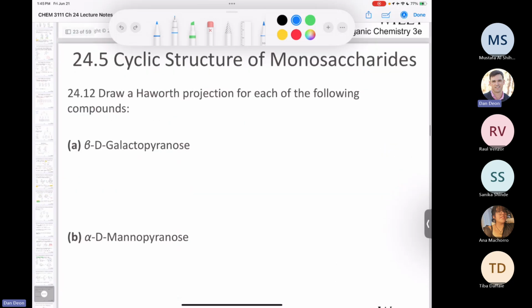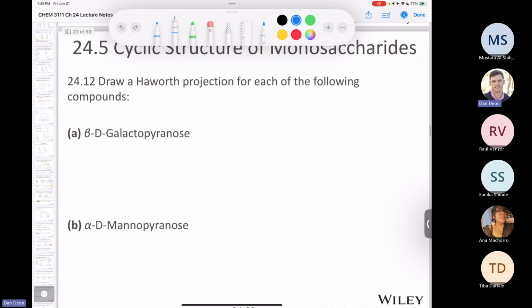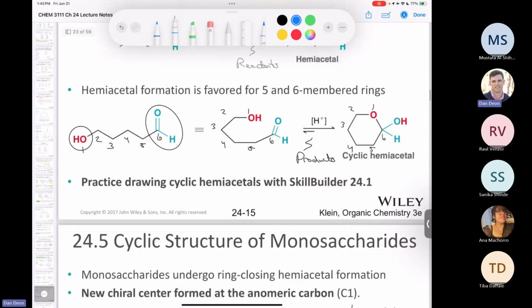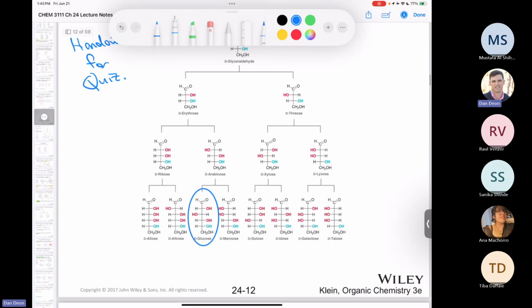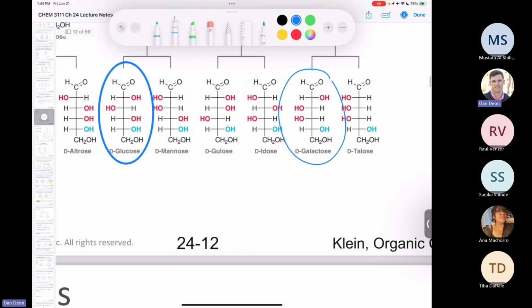Anyhow, so with that in mind, it says draw a Haworth projection for each of the following compounds. So what I expect you to be able to do is to take that handout. So if we're asked to draw the Haworth projection of beta D-galactopyranose, we're going to find the structure of galactose, and the other one wants mannopyranose, so we're going to get both of those. So let's go all the way back here and let's get galactose. So galactose is this one shown here. So we've got the structure of galactose here, and the other one was what, mannose? So mannose is shown over here.